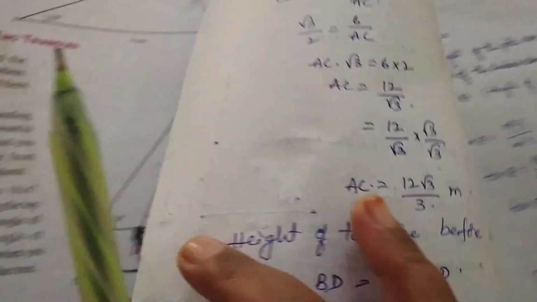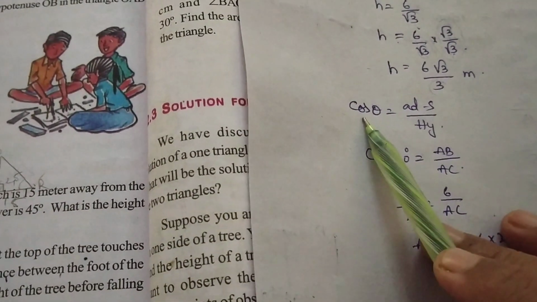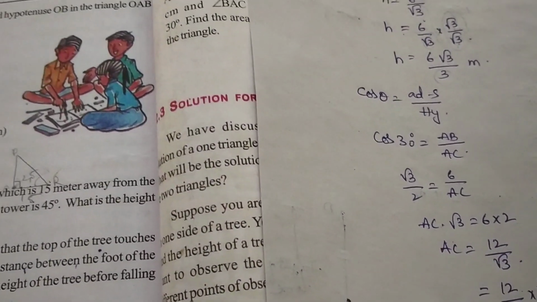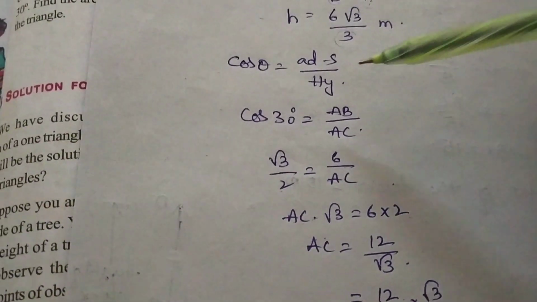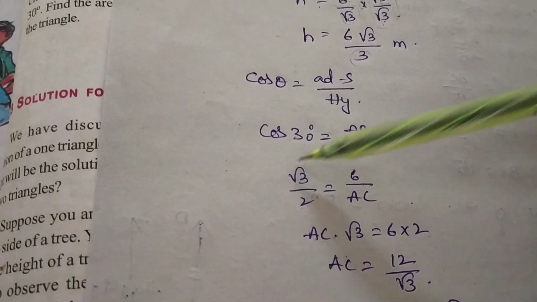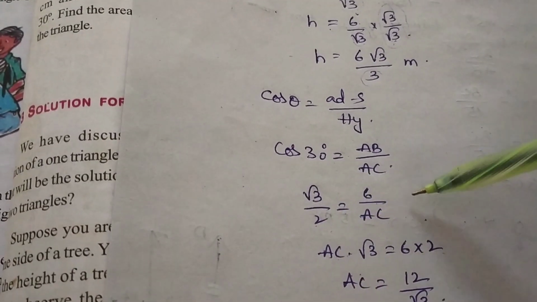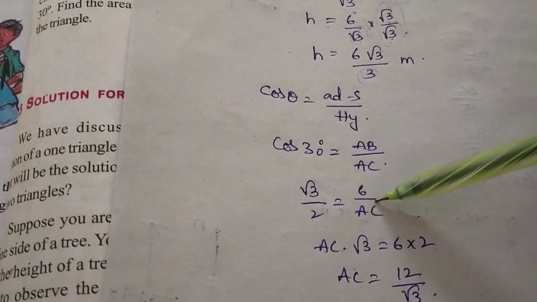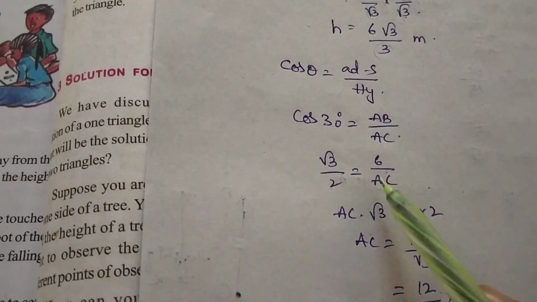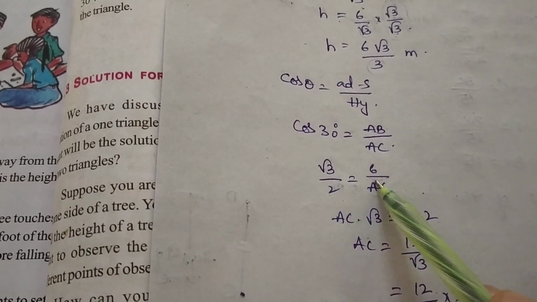So adjacent by hypotenuse we know as cos theta. So cos theta is adjacent by hypotenuse, so AB by AC. Now the cos theta value for 30 degrees from the table is root 3 by 2, and it is equal to the AB value we know, 6 by AC. Again do cross multiplication here. So AC into root 3 is equal to 6 into 2.